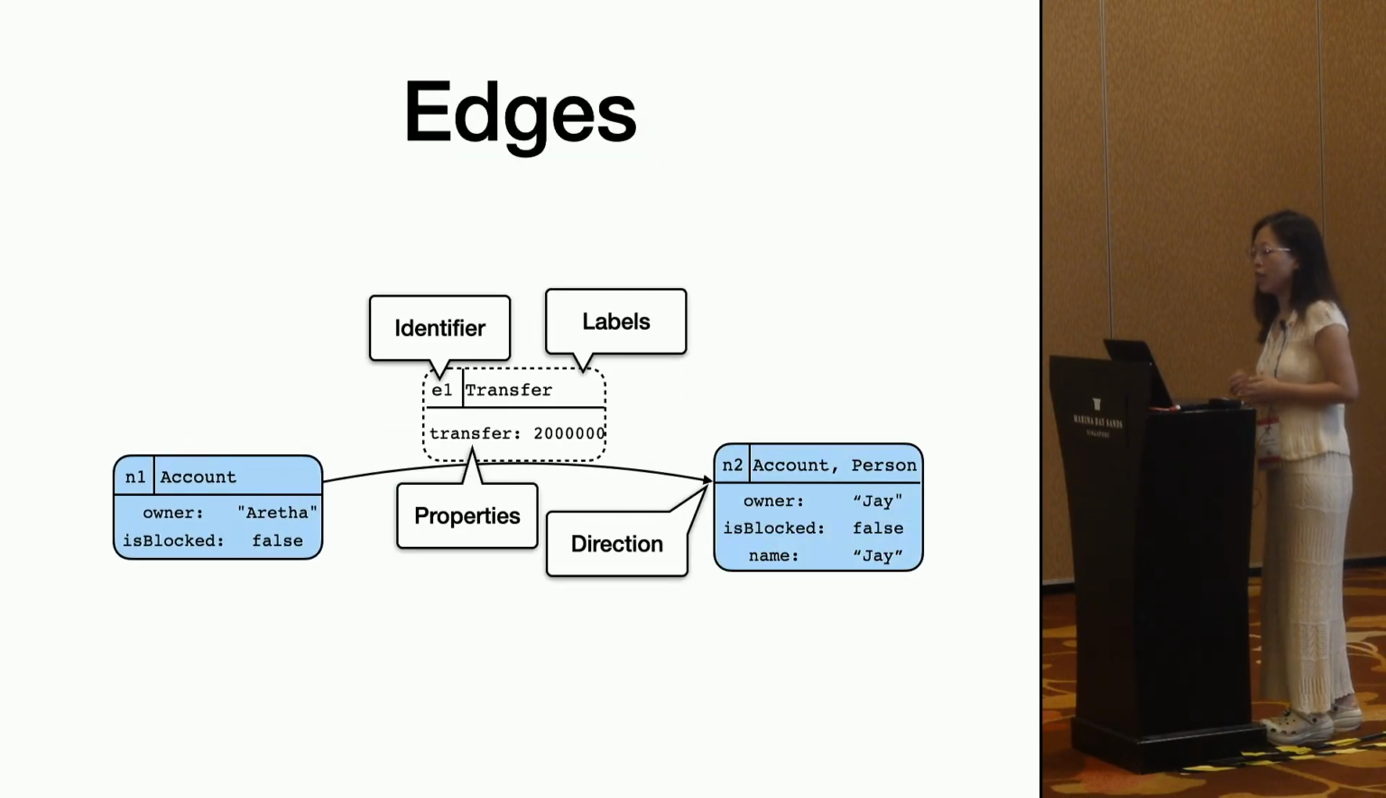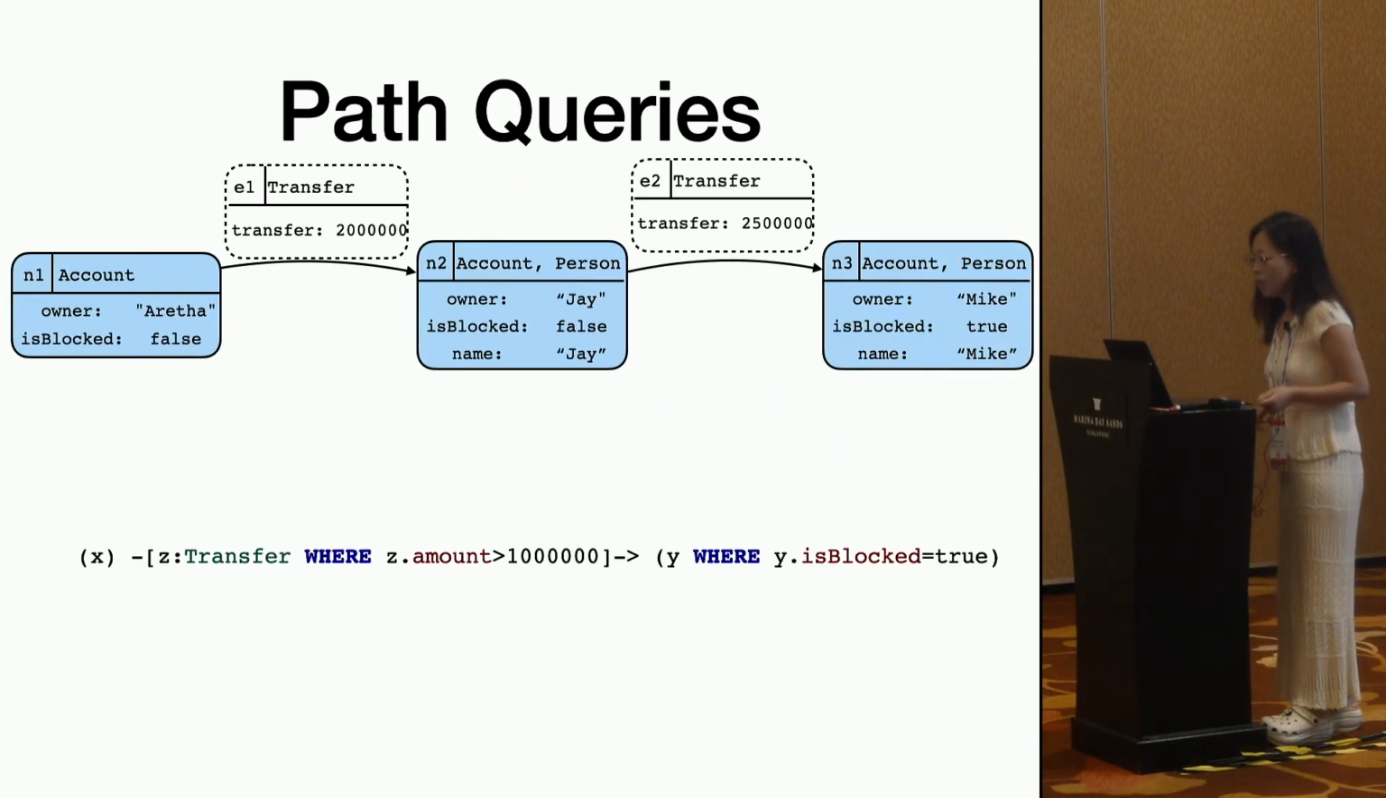Then we have edges that relate nodes. It has the same structure as a node. So it has an identifier, it has a label, it has properties, and also it has a direction. And the edge could be either directed or undirected. So, for instance, here we have a graph with two edges. Below, we have a path query, which is a query over the graph. So it's kind of a regular expression.